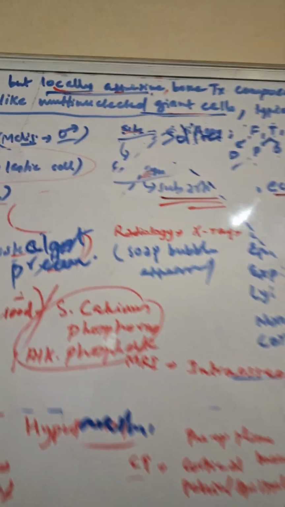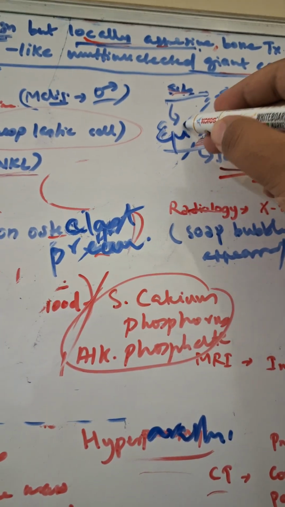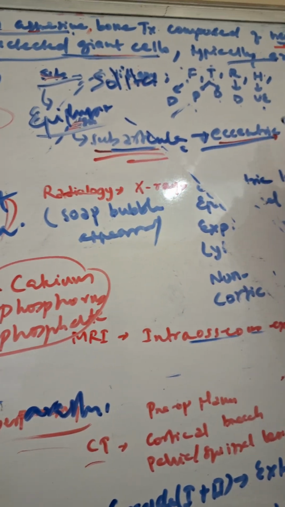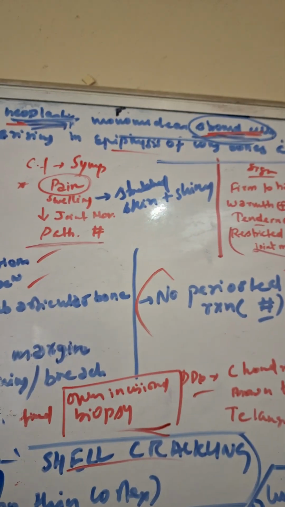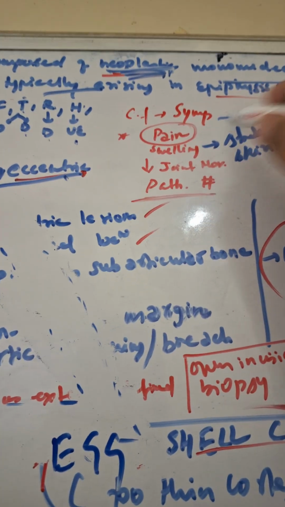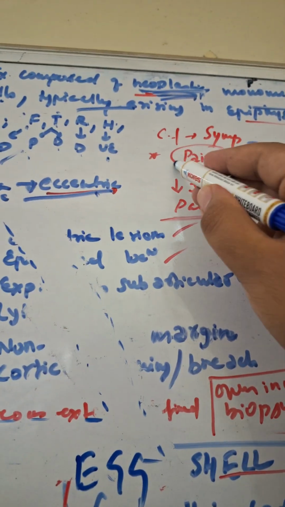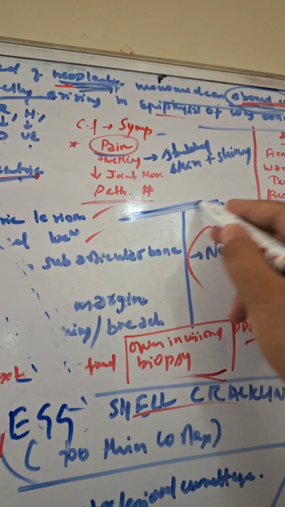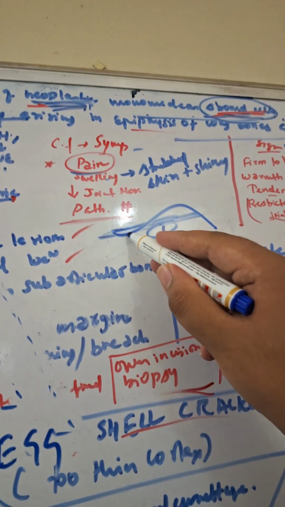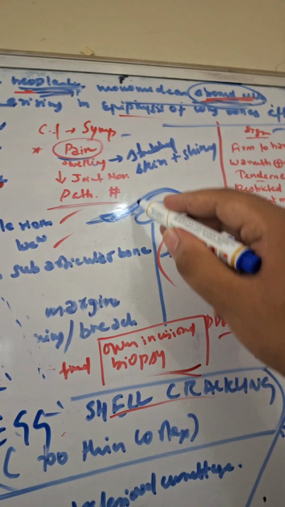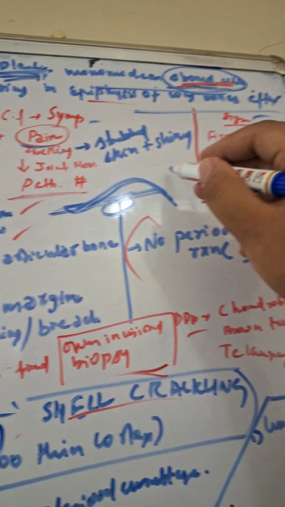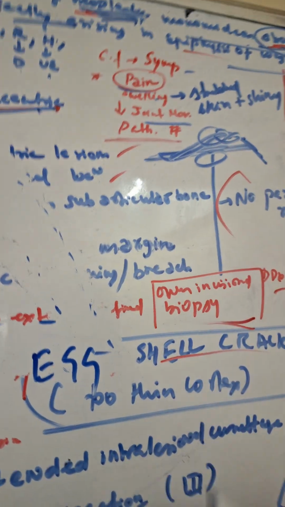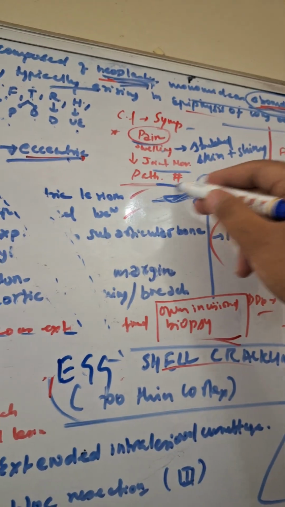Okay, now how it progresses. First it is epiphyseal, then it is subarticular, and then it becomes eccentric. Now coming to the clinical features, the symptoms and signs. The most important symptom is pain. So it is painful, and there is swelling. If swelling is there, the skin will be stressed and shiny, but remember there won't be any engorged veins. The joint movement will be decreased, and sometimes a pathological fracture can happen.